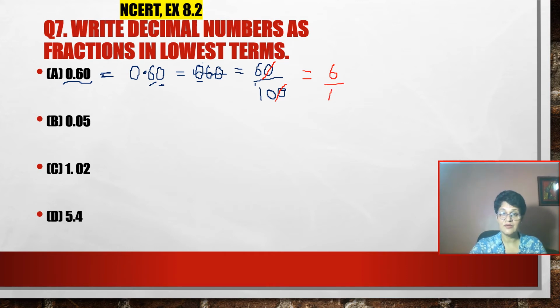After I get 6 upon 10, now it's a fraction, and I will think of the common factor of the numerator and denominator. Both are even numbers. That means 2 is a common factor. So I will say the table of 2 till I get 6. So 2 ones are 2, 2 twos are 4, and 2 threes are 6. So I write here 3.